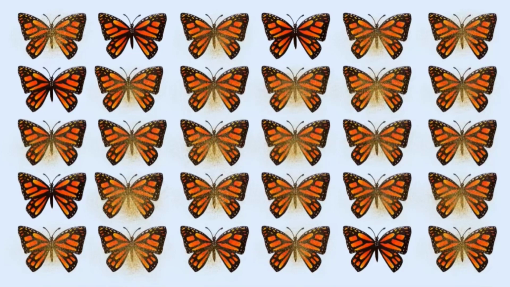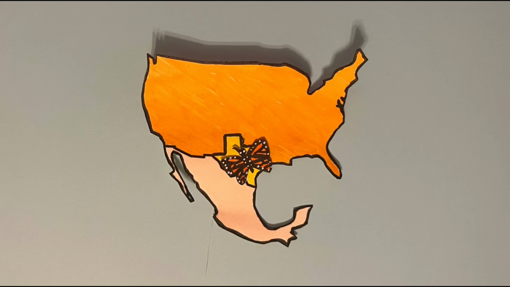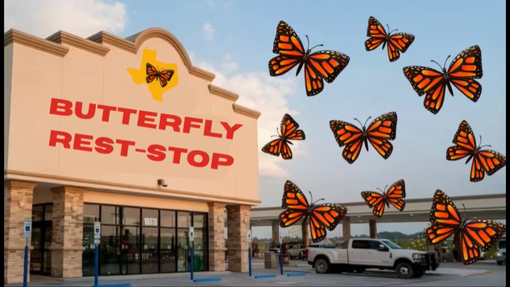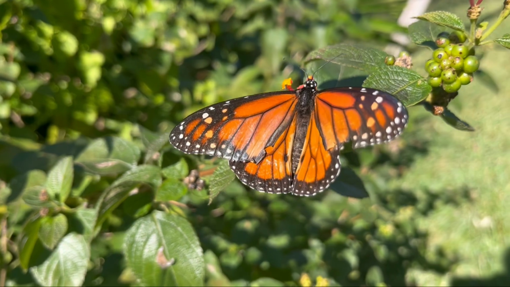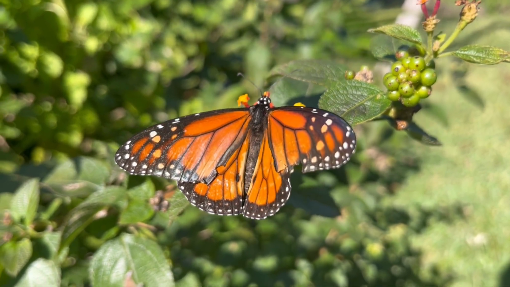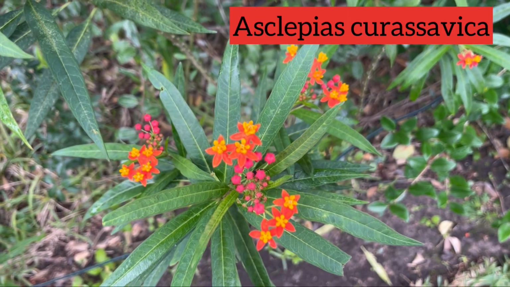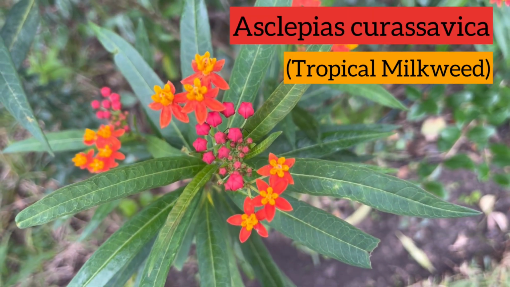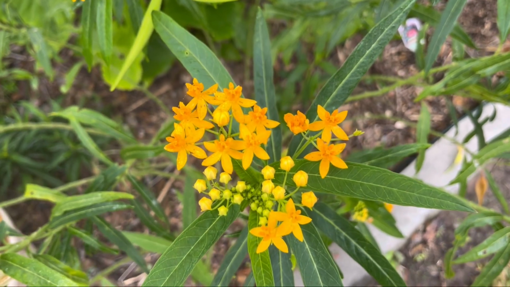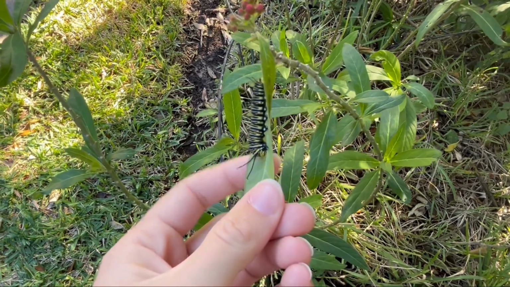connected to human behavior. Historically, monarch butterflies used Texas as a pit stop on their journey to and from Mexico. But today, many monarchs remain in Texas year-round instead of migrating. Why? A major reason is the widespread planting of Asclepias curassavica, or tropical milkweed, in gardens across Texas. This species is attractive. It grows quickly, has bright flowers, and easily supports caterpillars.